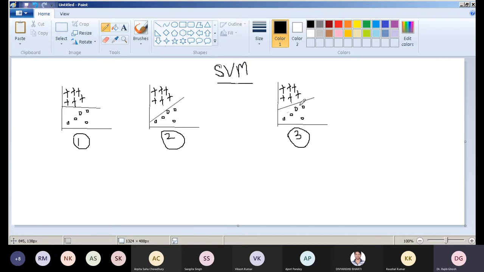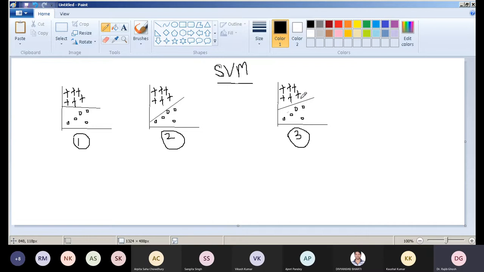So from here the concept of support vector machine will arise: on both sides of the division boundary there should be a reasonable amount of no man's land. Now the question is, what will be the length of the no man's land on both sides of the division boundary? That means how much space we should keep as no man's land on both sides.